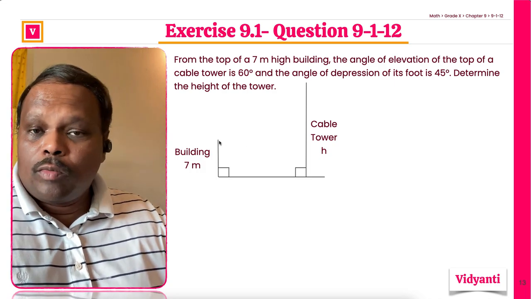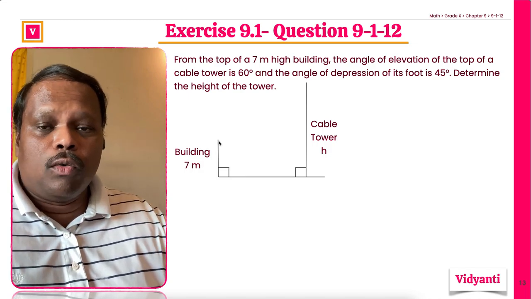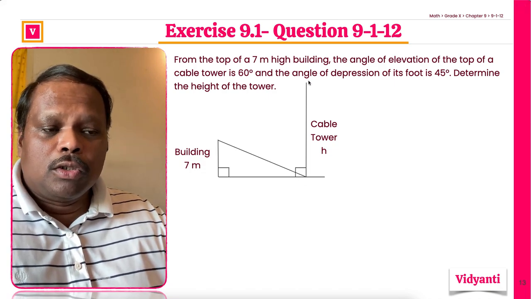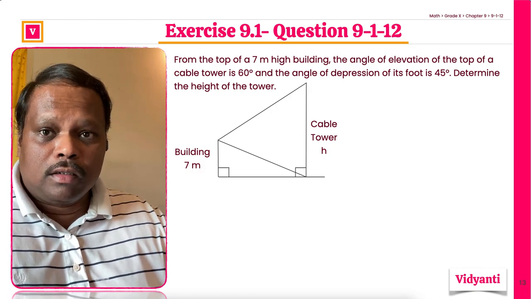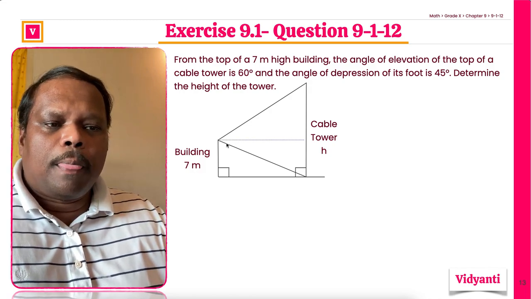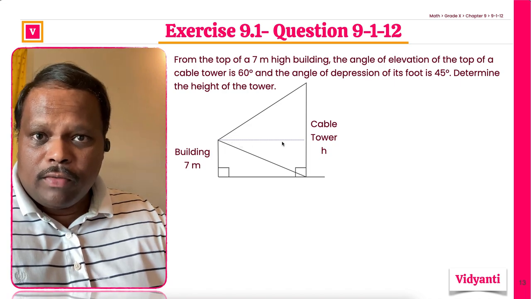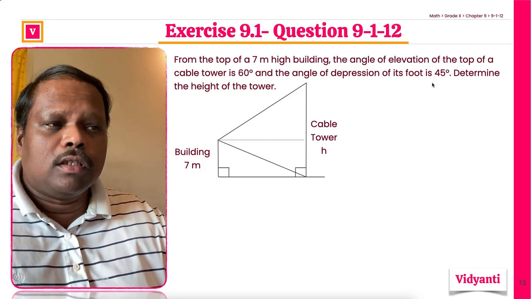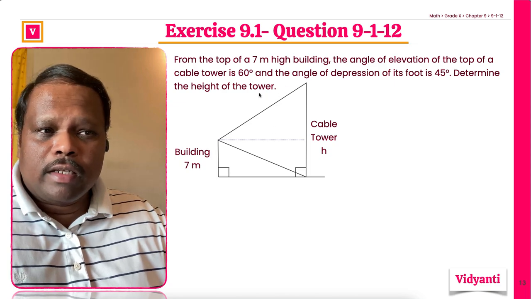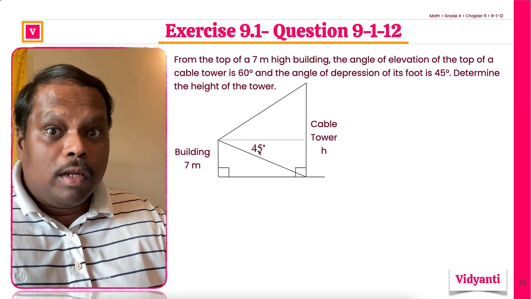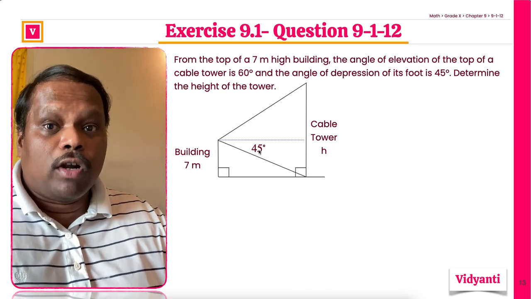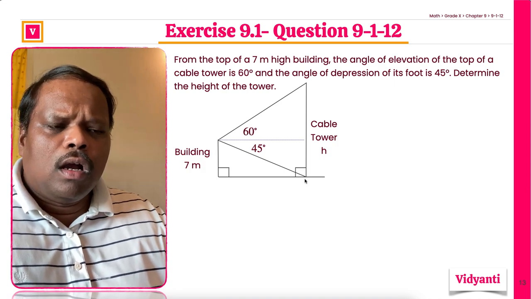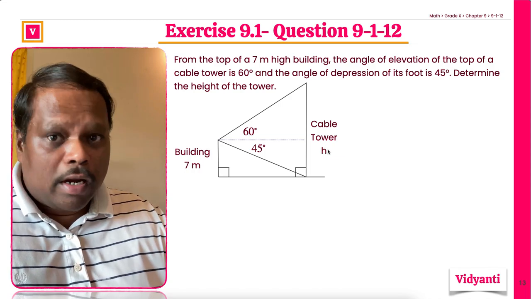Now, the person is at the top of the building. He makes two observations, once at the bottom of the cable tower and once at the top of the cable tower. So let these two lines represent his eyesight. The horizontal line of sight is this dotted line, and we have been given two angles. One is the angle of elevation, towards the top of the cable tower, that is 60, and the other is the angle of depression, given as 45 degrees, towards the bottom of the cable tower. Now, how will you calculate the height of the cable tower h?